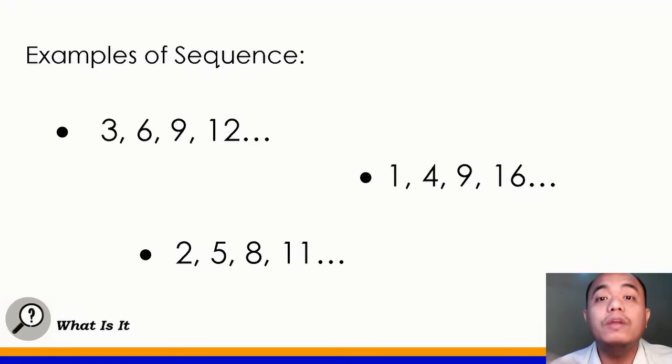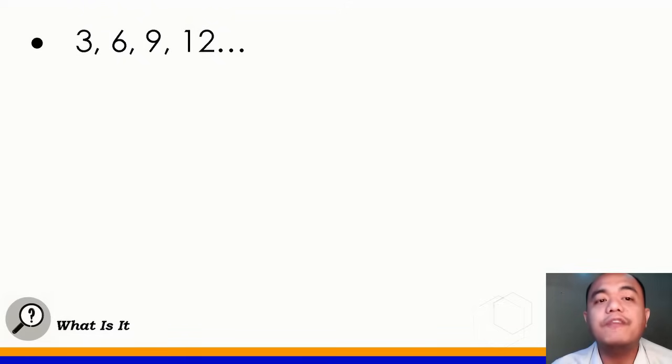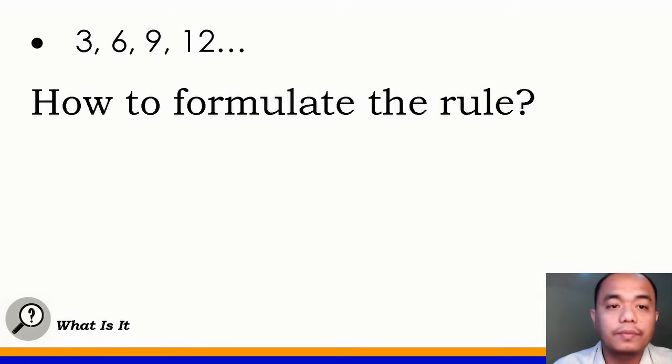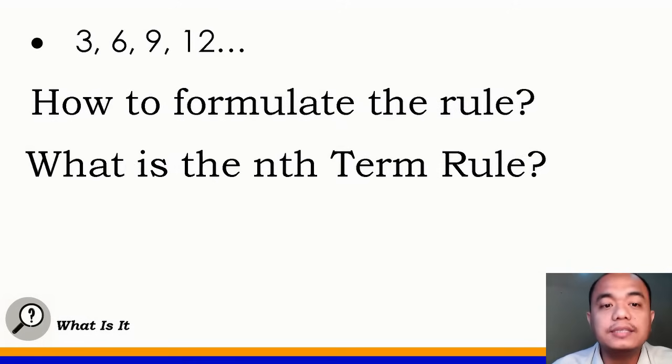So again, we will focus in formulating rules in the sequence. Okay, let's have first the sequence 3, 6, 9, 12. So we have 3 questions to answer. First is how to formulate the rule. The second is what is the nth term rule.